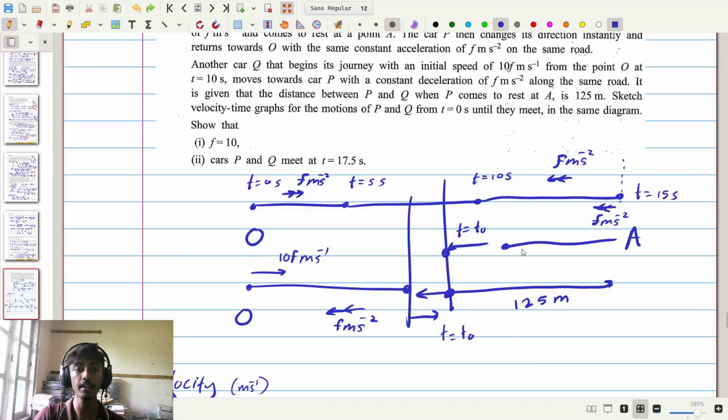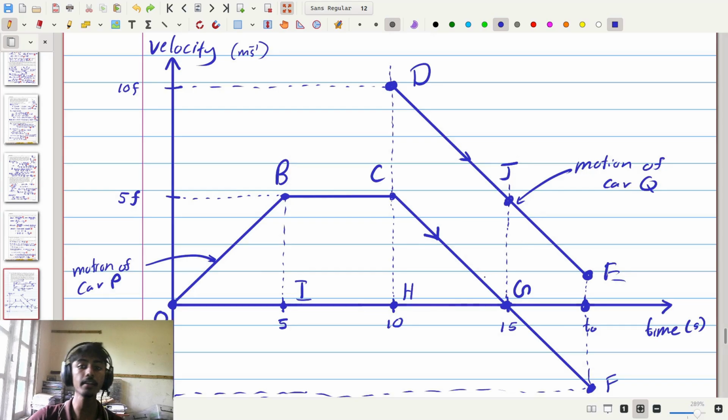So according to that, the total area under this graph of motion of car Q and this graph of motion of car P must be equal to each other at t equals t0. Now in this we have to remember the area is signed. The area above the x-axis is positive and the area below the x-axis is negative.